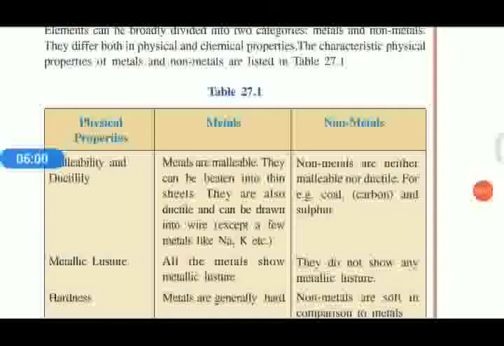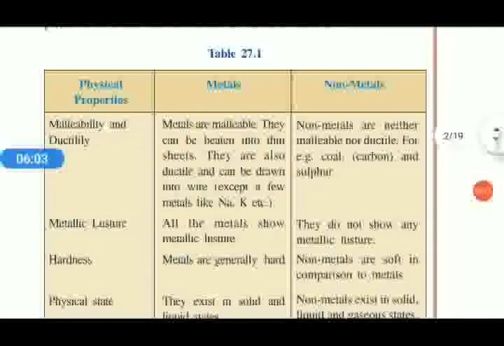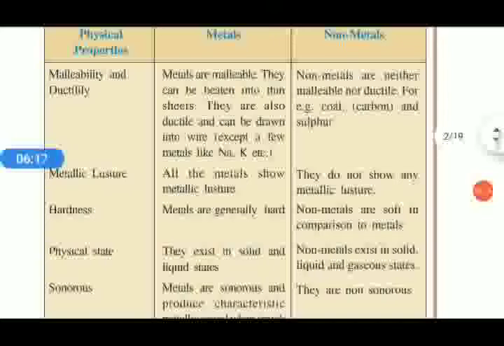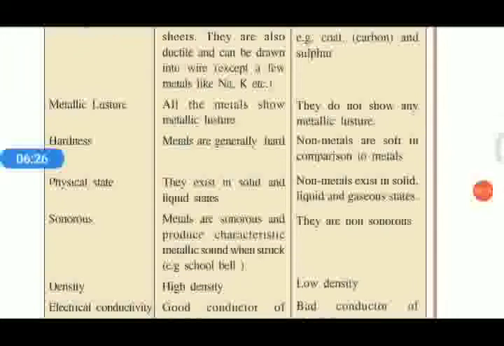Another one is metallic luster. All the metals show metallic luster. That means a shining property. Metals shine. When you cut a piece of metal, that part shows a shining property. Non-metals do not show shining properties. Hardness. Metals are generally hard. Non-metals are soft compared to metals. Physical state. Metals exist in solid and liquid state. Non-metals exist in solid, liquid and gaseous state.